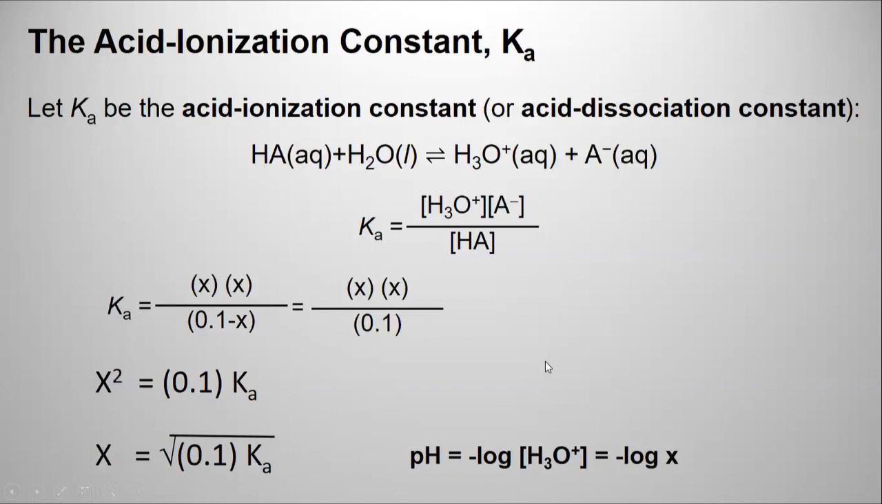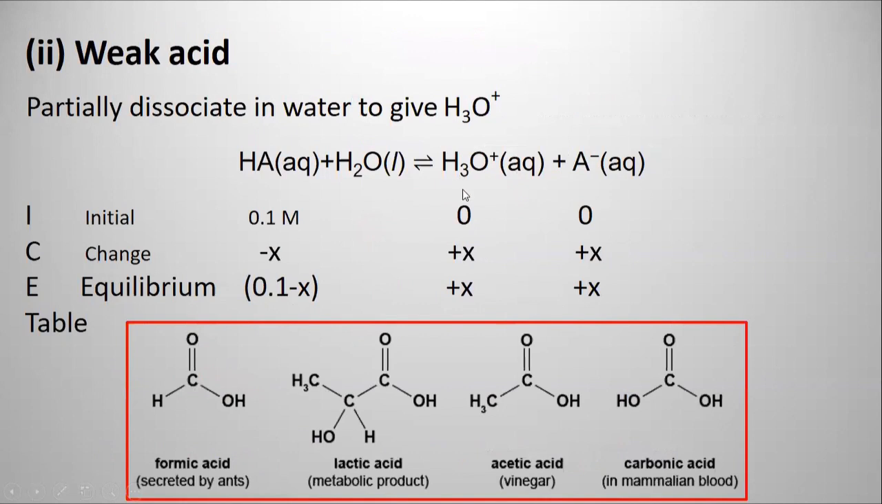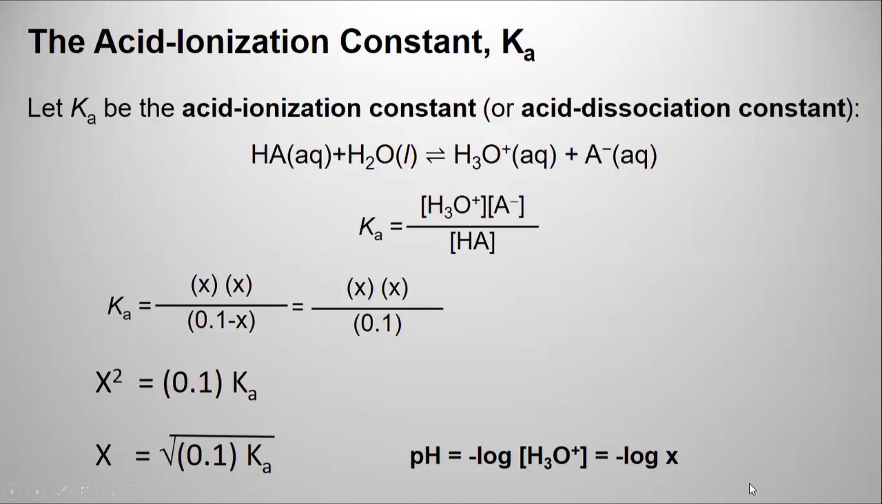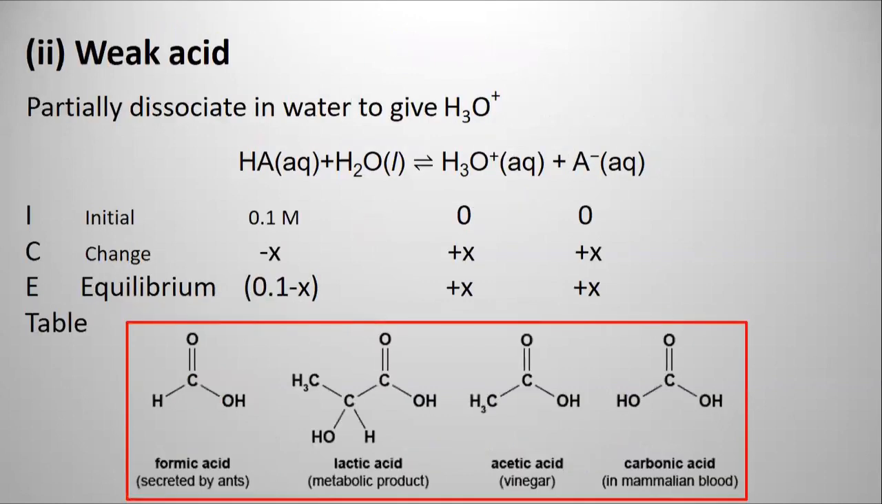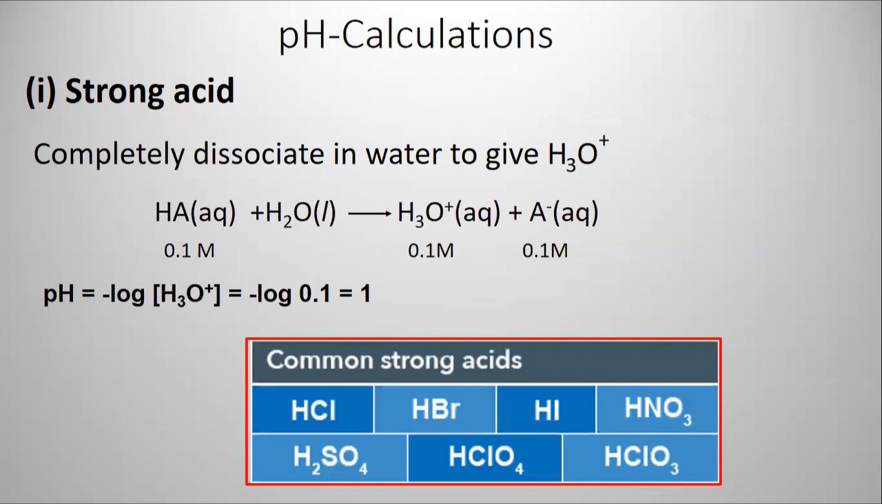Once you get x, what is x? x is the hydronium ion. So did we get our pH? Yes, minus log of that will be the pH. So this is the calculation. Look at just how complex this is.